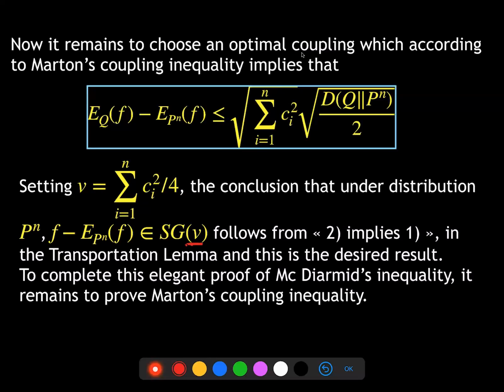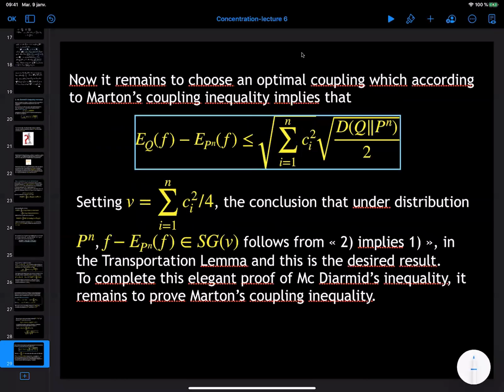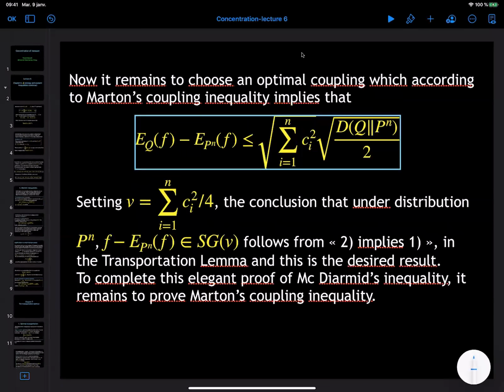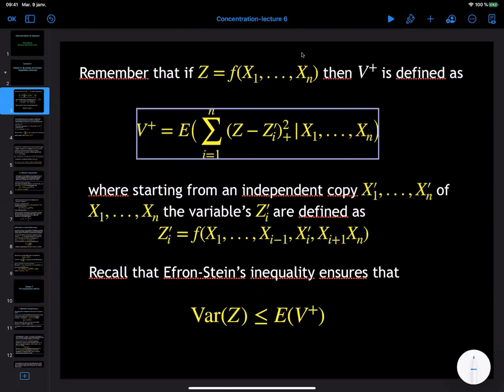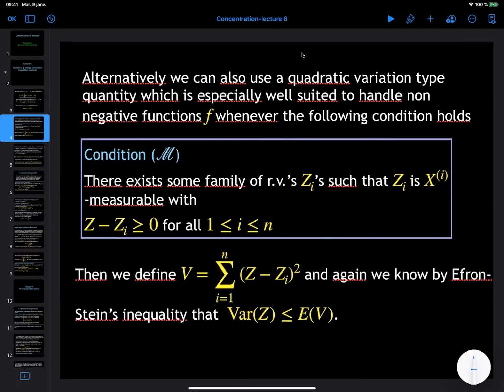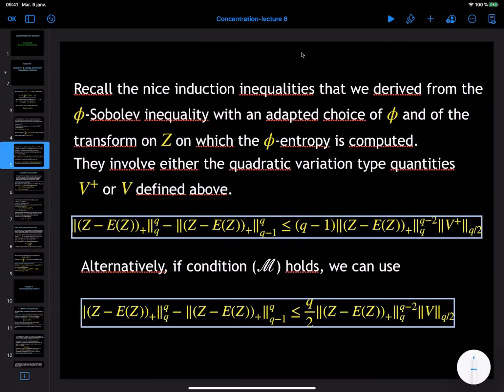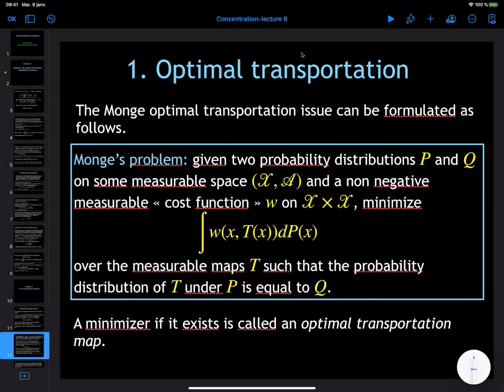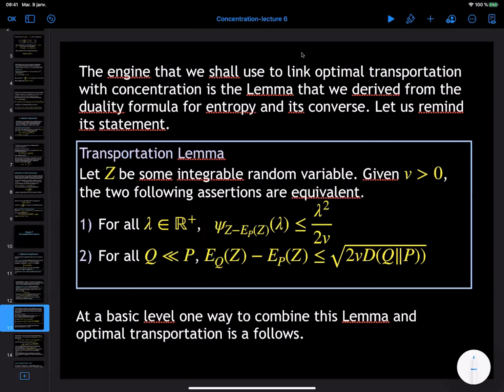Oh, sorry, I come back to the transportation lemma. Thanks. Where is it? It's there.